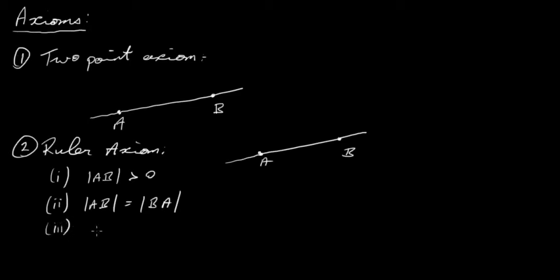The third part of this ruler axiom says that if we have another point on this line here, we'll call it C, the distance between A and B will be exactly the same as the distance from A to C plus the distance from C to B. In other words, this distance here from A to B is exactly the same as what you get when you measure this distance and add it to this distance here. So that's the third part of the ruler axiom.